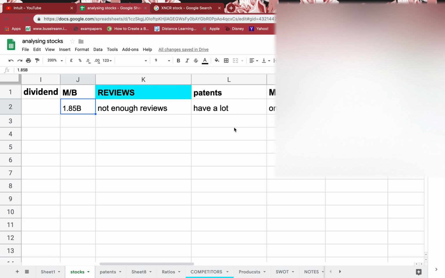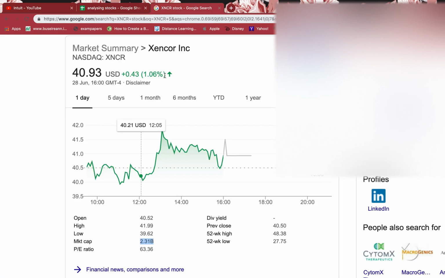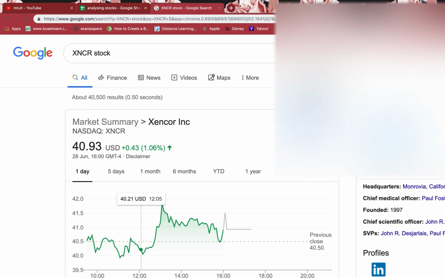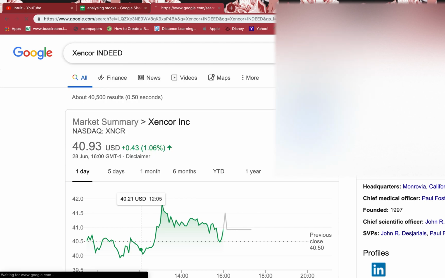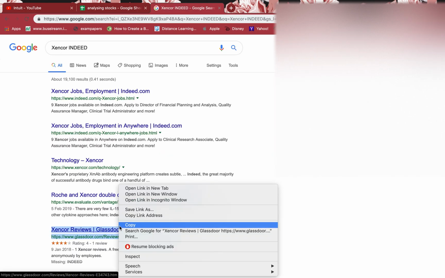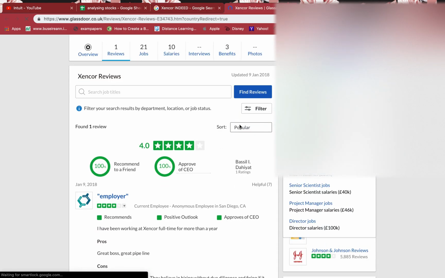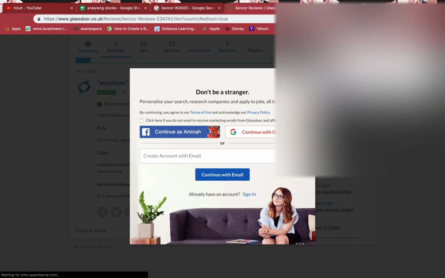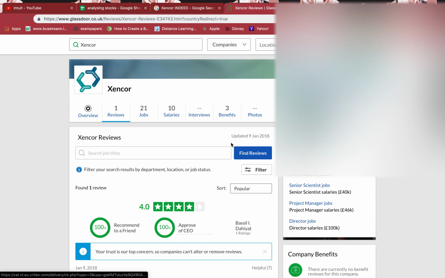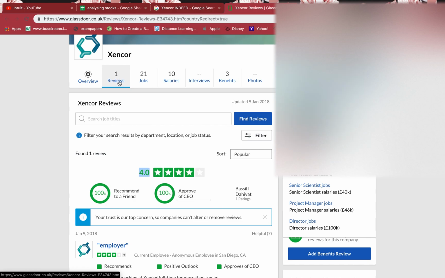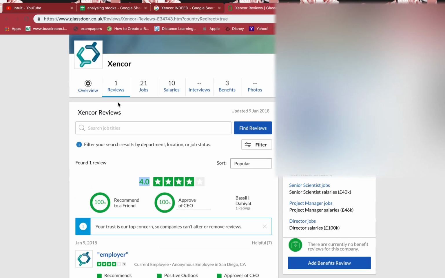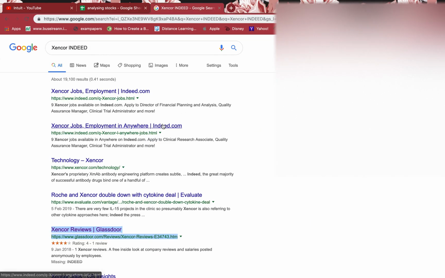If I want to see the reviews of people working there, I can just select the firm. I can go to Indeed, which, okay, so I have Glassdoor actually here. Let's go to Glassdoor first. And so I can see the 4 stars is given, and there's only one review, so I'm not sure if I can rely on one review. But you need to be careful about that. The reviews are very few.